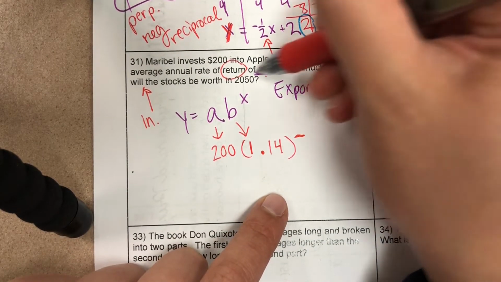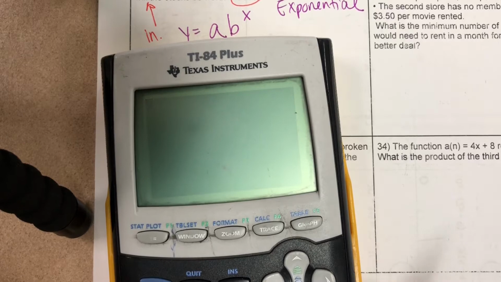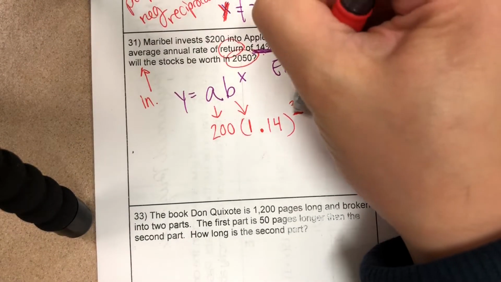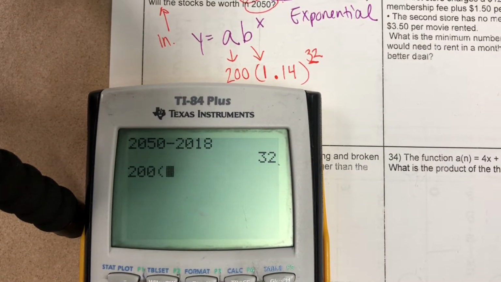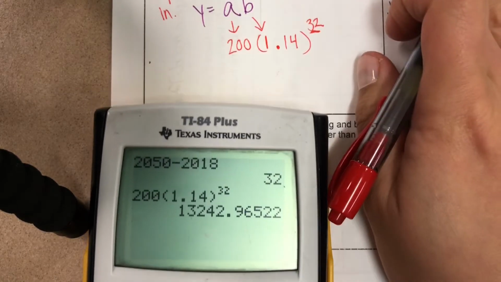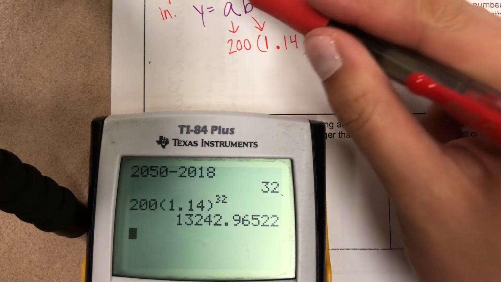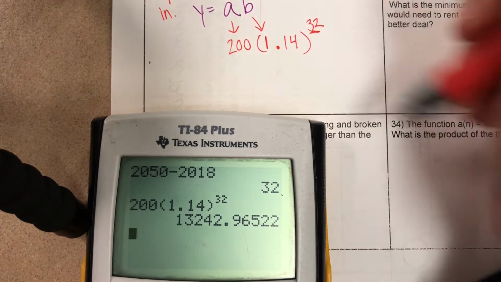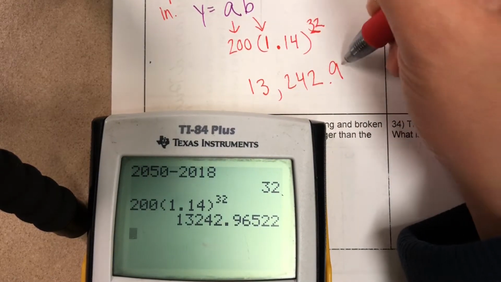So if they're going from 2018 to 2050, I just need to figure out how much time has passed. So I can do 2050 minus 2018. So 32 years have passed. For my exponent, I'm going to put 32, and it's as simple as plugging in my equation. So 200 times 1.14 to the power of 32. My answer is going to be that by 2050, her annual return for her investment in Apple is going to be $13,242.97.